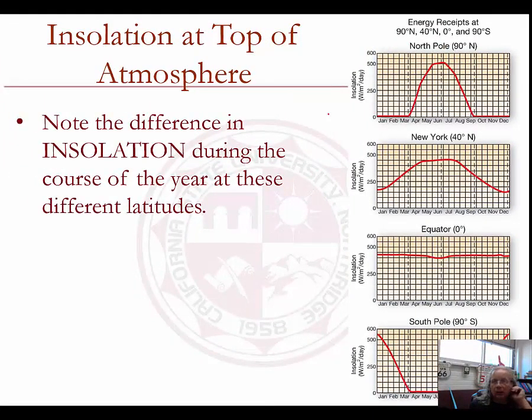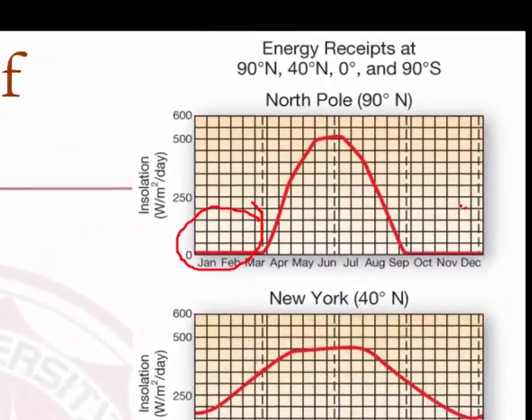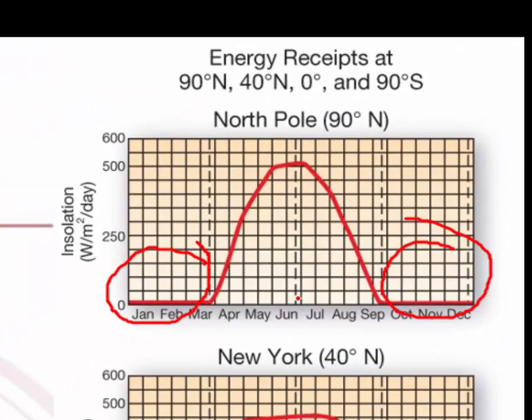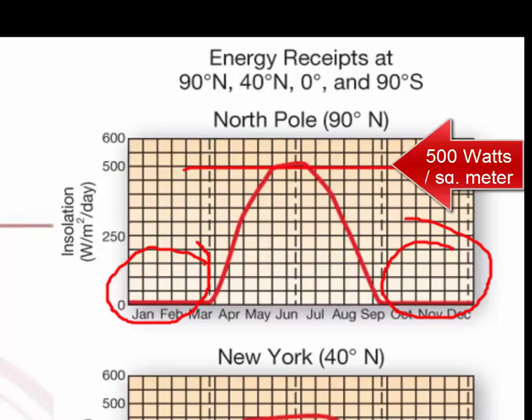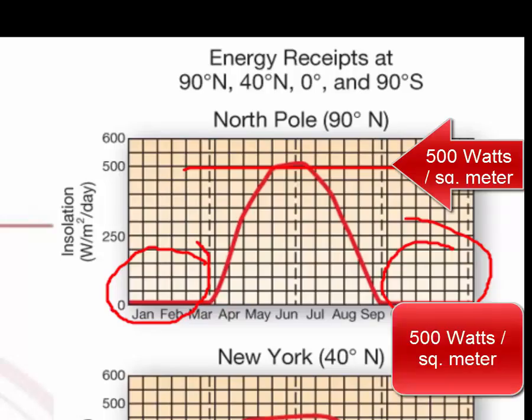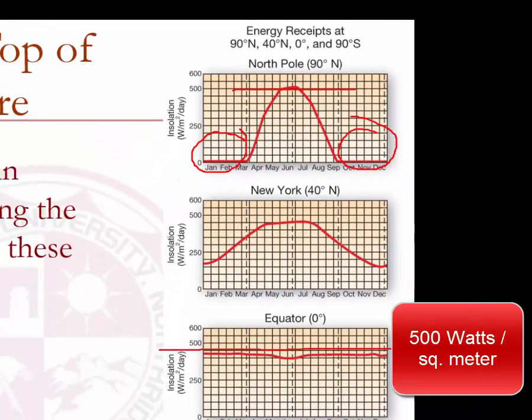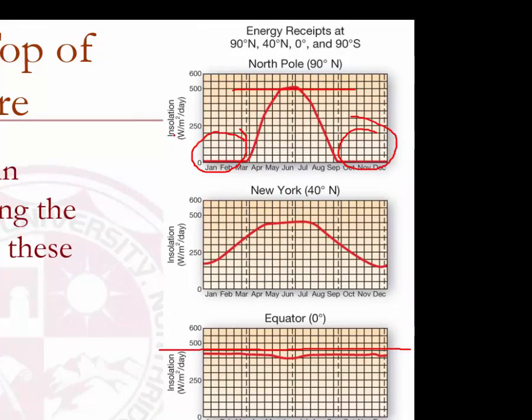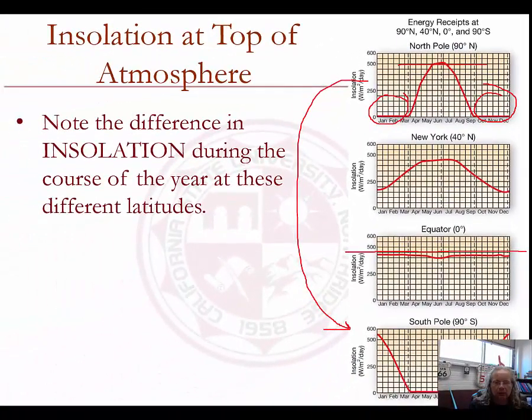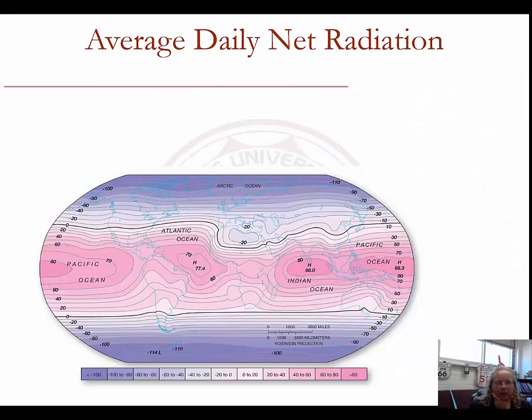Note in these graphics that the poles receive essentially no energy from the sun during the long winter months, this is the North Pole, and a great deal during the summer months, but that is similar to what the equator is receiving pretty much year-round. Here's the South Pole getting virtually the opposite insolation as the North Pole. This is a measure of the average daily net radiation expressed on a map.